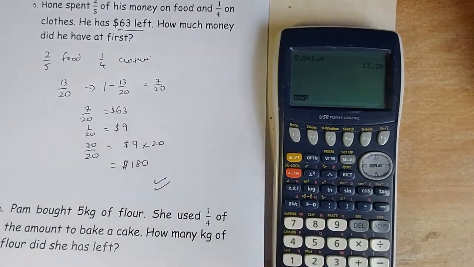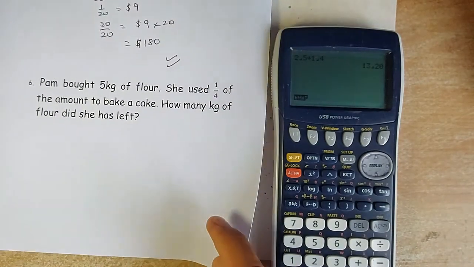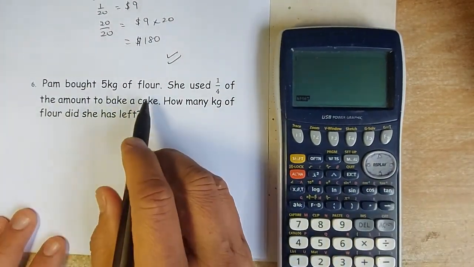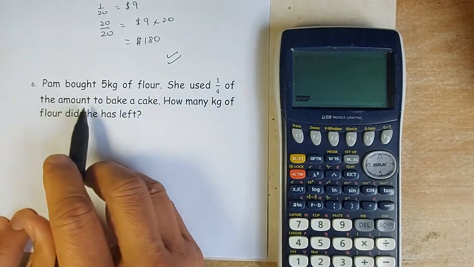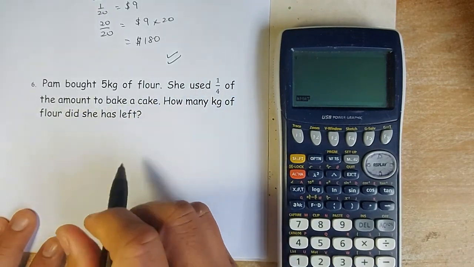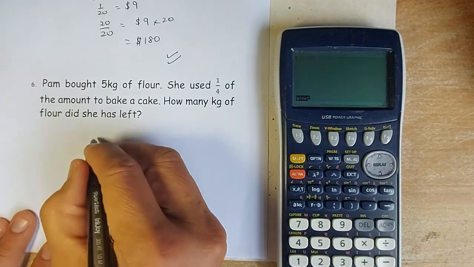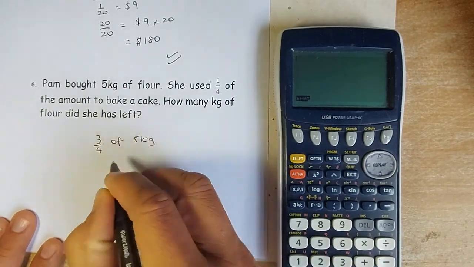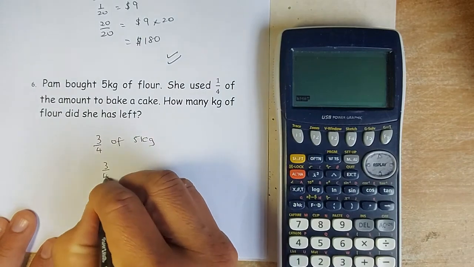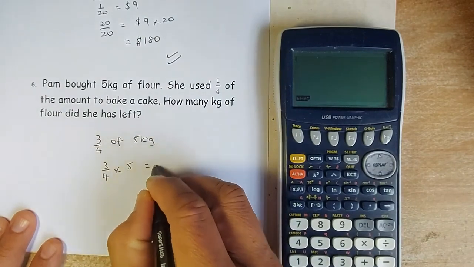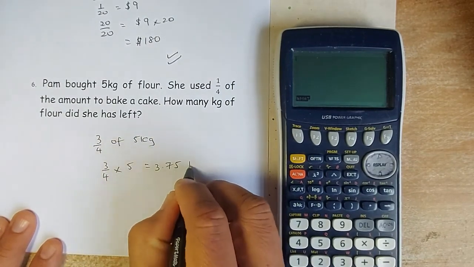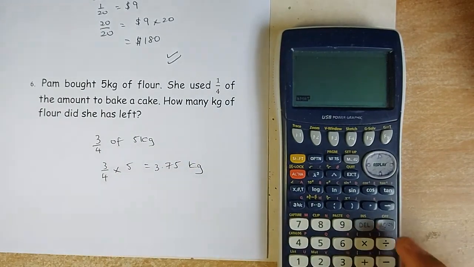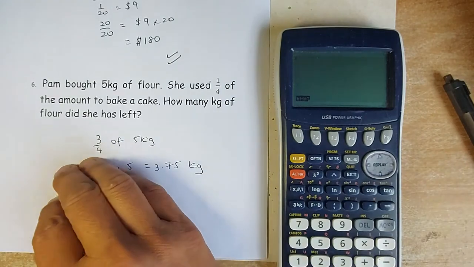Good. We shall now proceed to the next word problem. This is a lot easier. Pam bought 5 kg of flour. She used 1/4 to bake a cake. How many kg is she left with? She used 1/4, so she is left with 3/4 of 5 kg. Again, of means in maths you multiply: 3/4 times 5, and the answer is 3.75 kilograms. Make sure you don't forget the unit for every question you do.